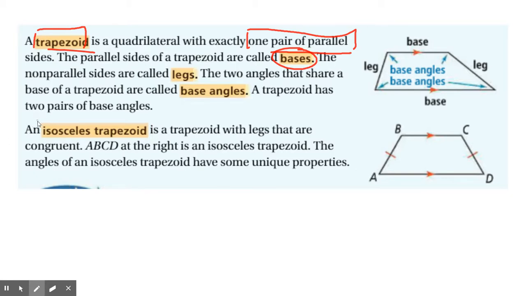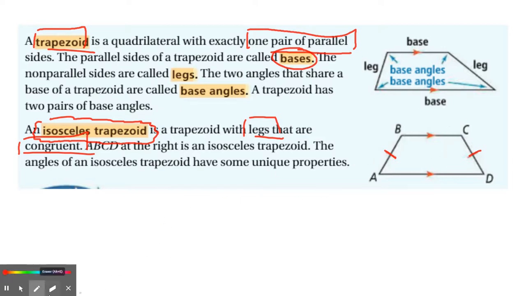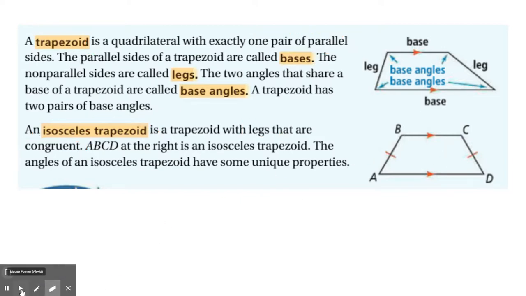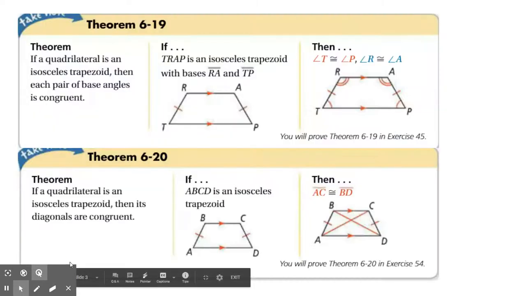Now, there's a special type of trapezoid called an isosceles trapezoid. And again, isosceles means 2 congruent. So its legs are congruent. So if you look here, the legs AB and CD are congruent. So it looks very symmetrical, right? The left side and right side look very much the same. All right. So not every trapezoid is isosceles. Most of them in the real world are isosceles.